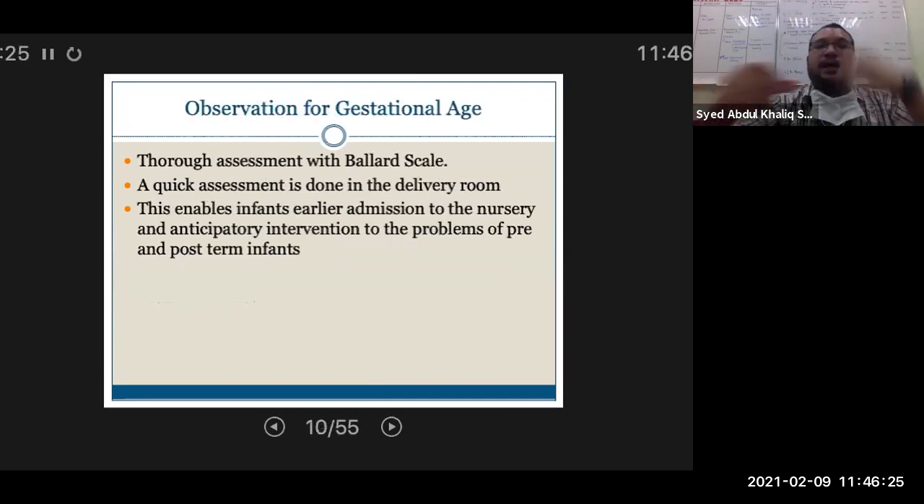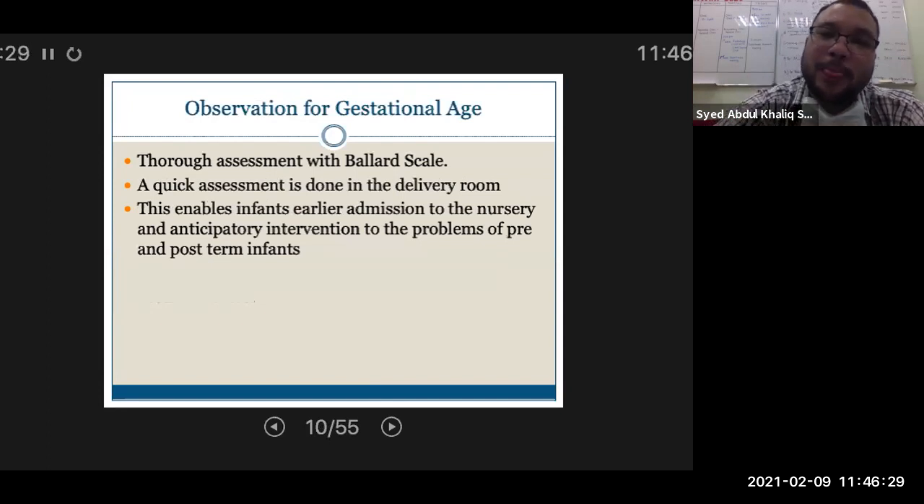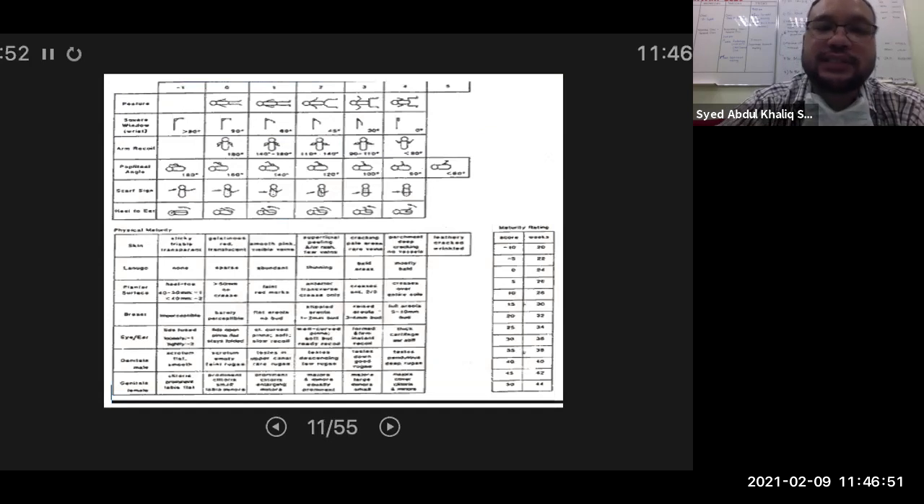So again, next is how do we assess for gestational age? I told you before, from the first assessment in the first 24 hours, we can know whether the baby is term, whether the baby is premature, and how premature is the baby. We know roughly, and it's almost up to the proper age usually. So how do we assess? We use the Ballard score, Ballard scoring. So this is the Ballard scoring.